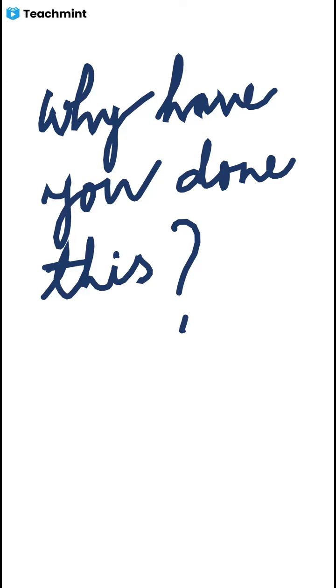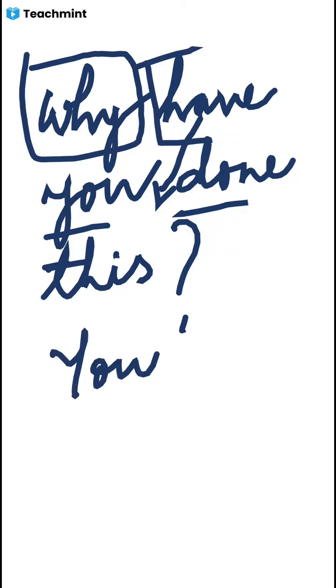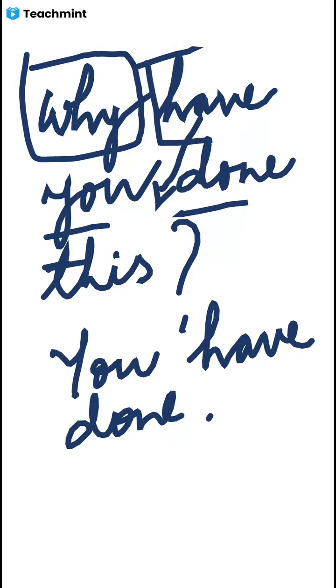Missing means not correct. See, if we change this into an assertive sentence, this "have" will come here: you have done this. If we ignore this "why", then the sentence "have you done this" will become what? You have done this, isn't it? Now, if we change it into passive voice, then what?